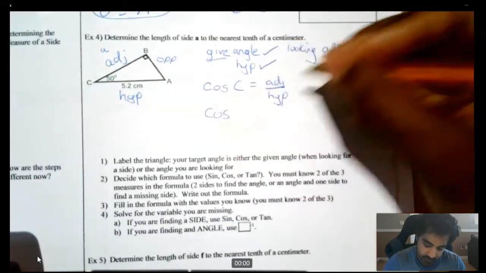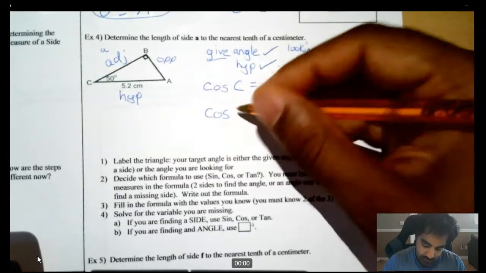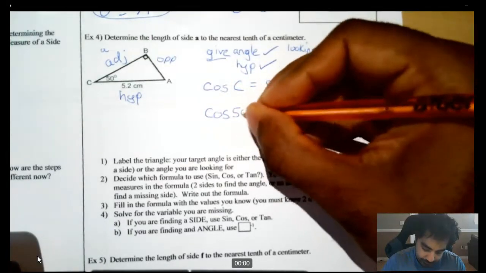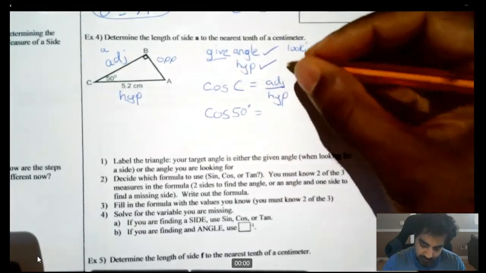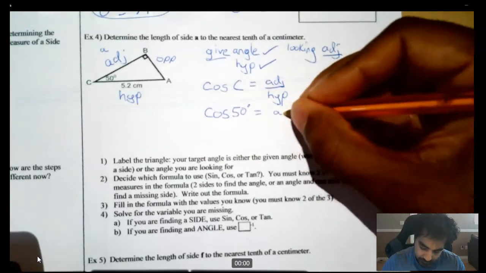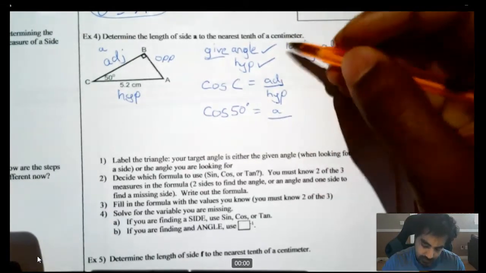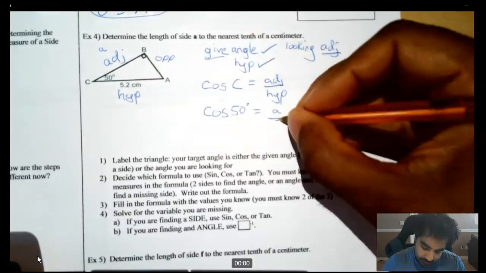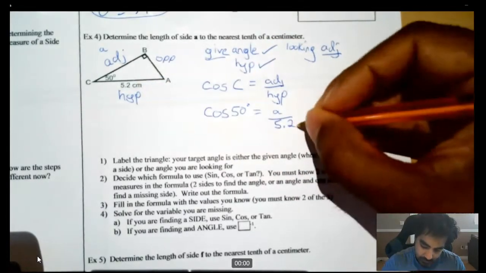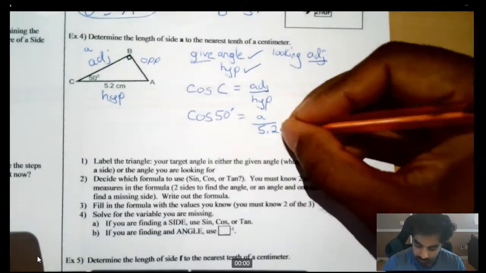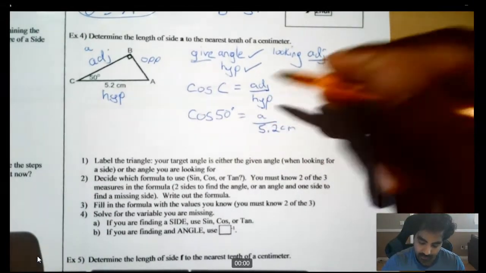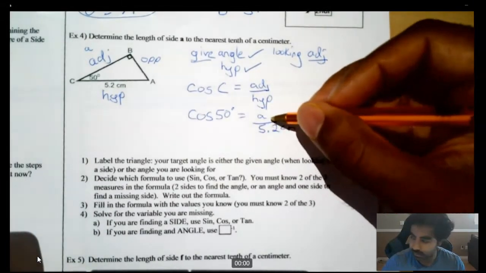We have the angle and we have the hypotenuse. So the angle is 50 degrees. Adjacent is unknown, so I'm just going to leave it as A. And we have the hypotenuse, which is 5.2. Okay, and there we go. And now all you need to do is rearrange this, so we want to isolate for the A.